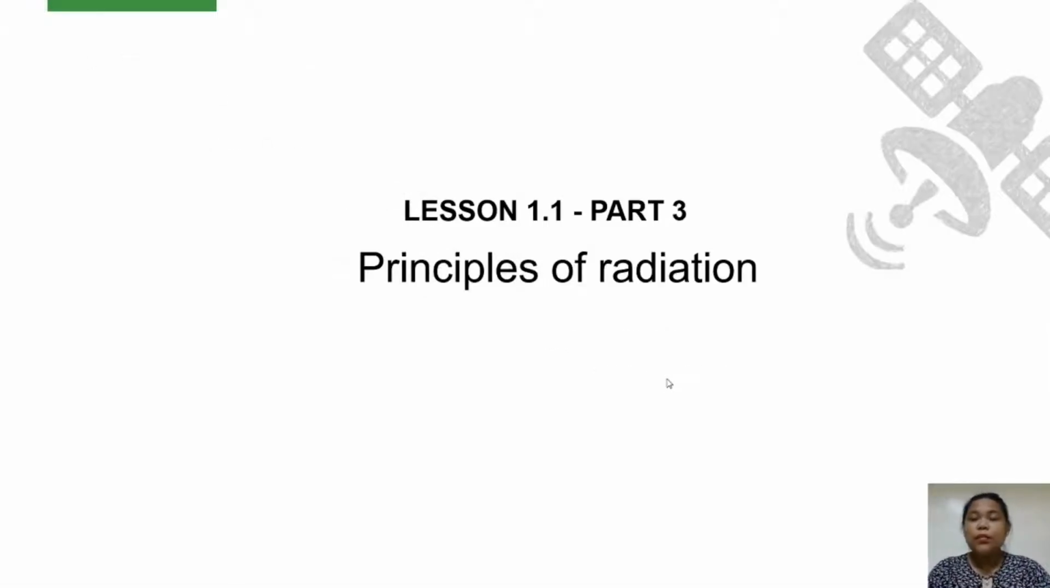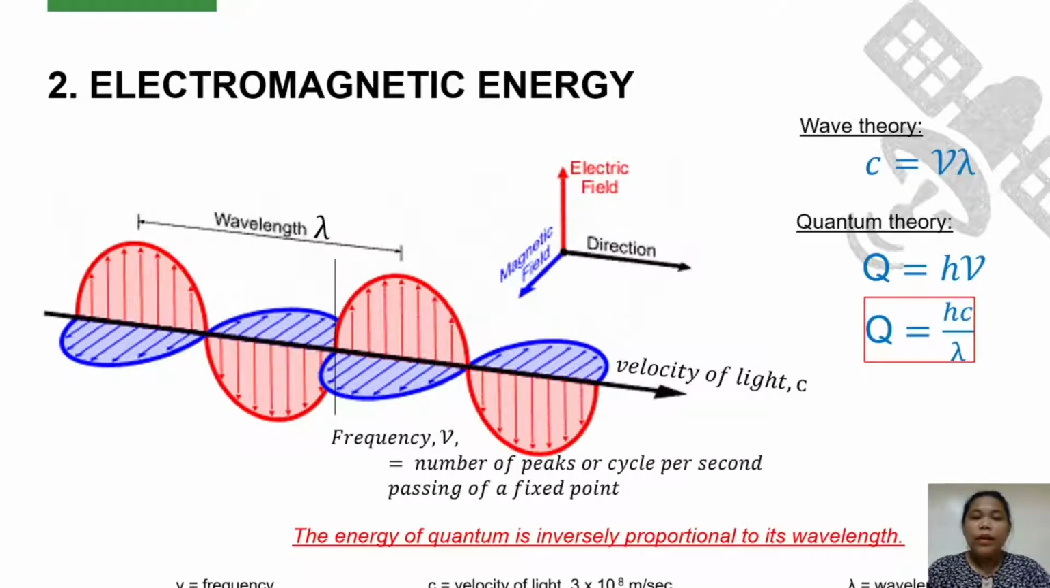Okay, so this is about principles of radiation. We learned from our previous discussions that Earth observation remote sensing measures the electromagnetic energy emitted or reflected by the target or object. So let us recall what is electromagnetic energy.